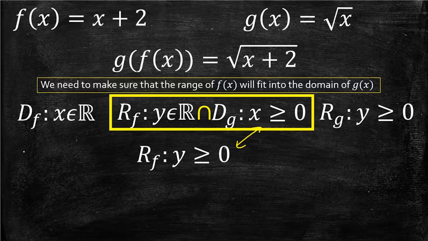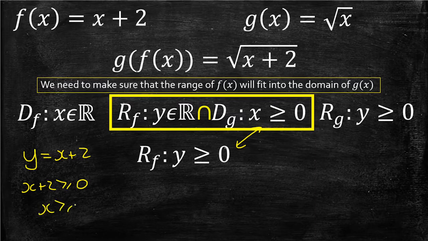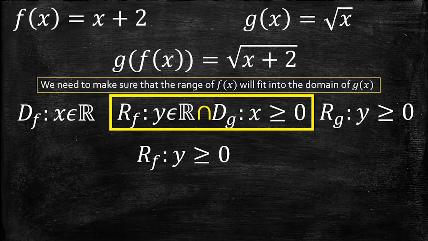Now, as it stands, y equals x plus 2. If we want the y value to be greater than or equal to 0, we need x plus 2 to be greater than or equal to 0, which means we need x values that are greater than or equal to negative 2. So by restricting the range of f, we actually have to restrict the domain of f first to allow this change to happen. What that means is that the domain of f needs to become x greater than or equal to negative 2. This gives us a range of f, so we have y values greater than or equal to 0. They will all fit into the domain of g, which will give us all of the range of g.